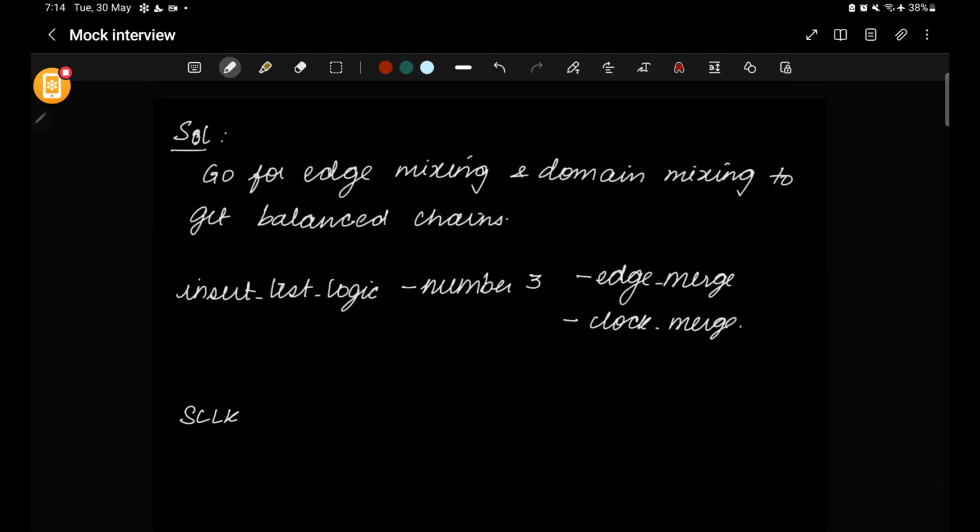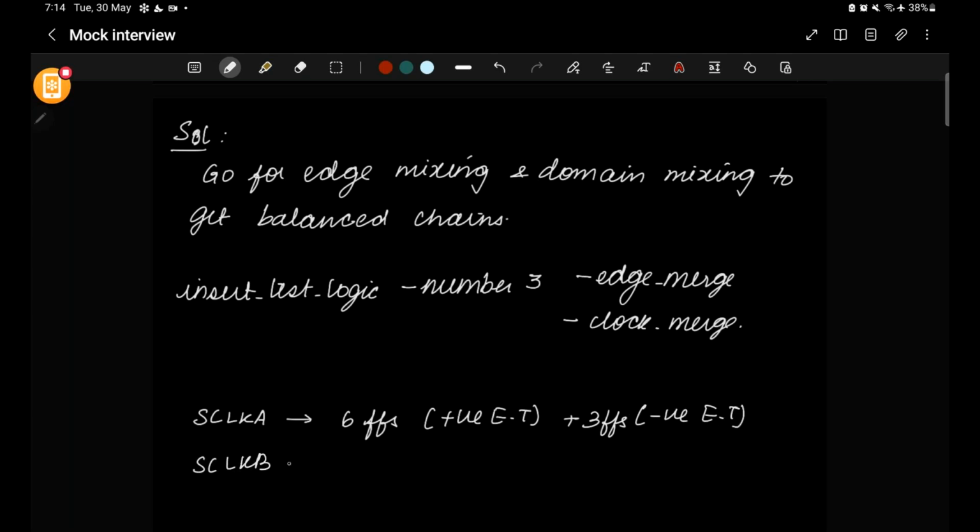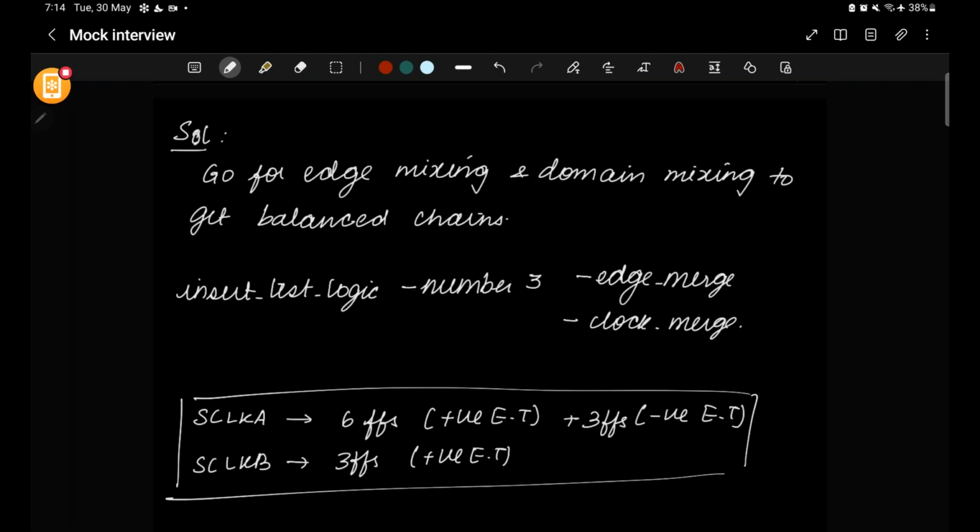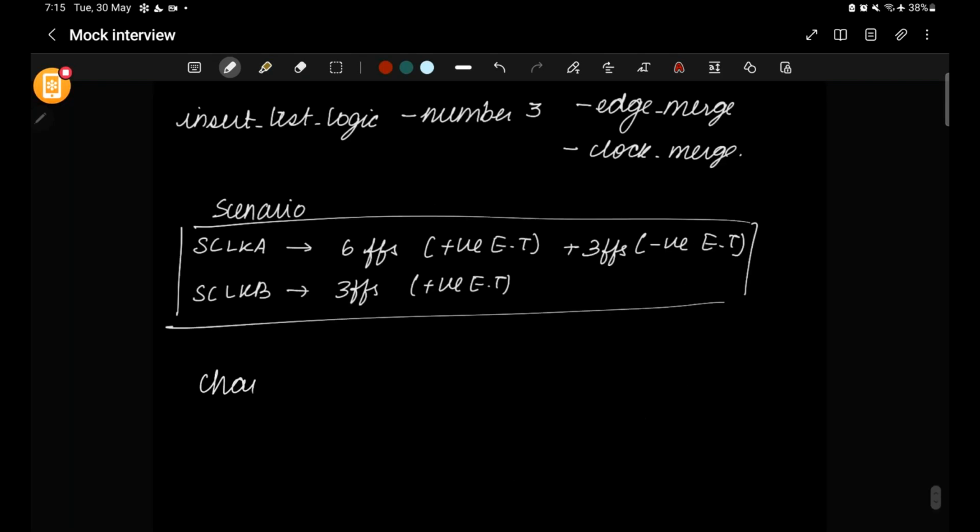So now what will happen? Here also it will keep 3 chains. In our example, we are having scan clock A, which is going to 6 flops which are positive edge triggered and 3 flops which are negative edge triggered. Then scan clock B, it was going to 3 flops which are positive edge triggered. This is the scenario.